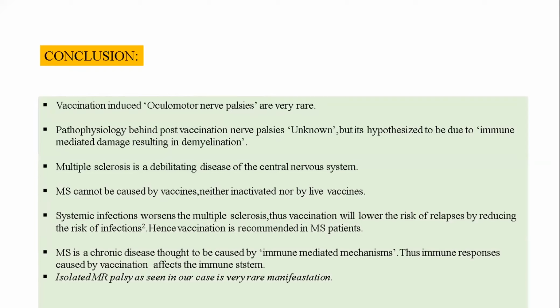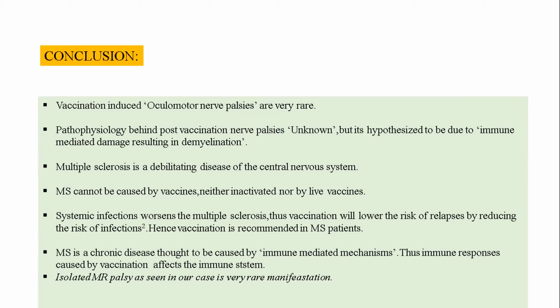Conclusion. Vaccination-induced oculomotor nerve palsies are very rare. The pathophysiology behind post-COVID vaccination nerve palsy is unknown, but it is hypothesized that it could be due to immune-mediated damage resulting in demyelination. Multiple sclerosis is a debilitating disease of the central nervous system, and MS cannot be caused by vaccines, either inactivated or live vaccines.